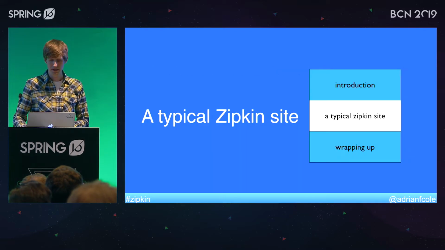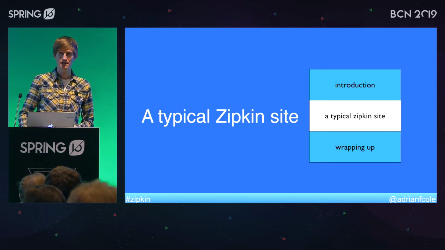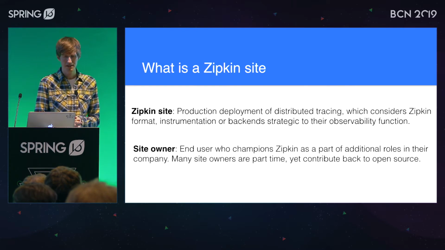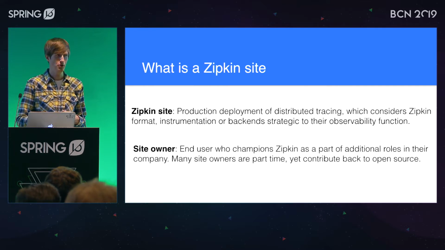But here's the meat of it. What does a typical site look like? Okay, so it's nice to see images and things, but what does it mean to people? And when I talk about a site, what I mean is a production deployment, specifically what would make it a Zipkin site.